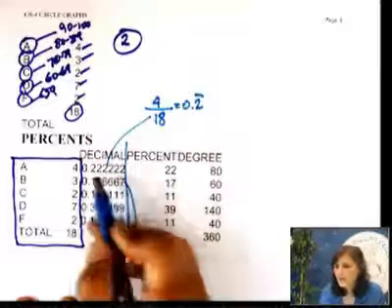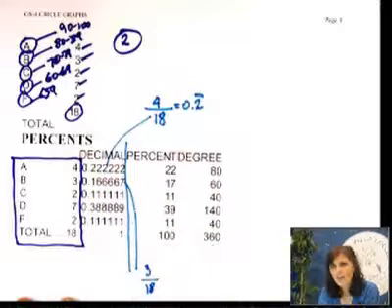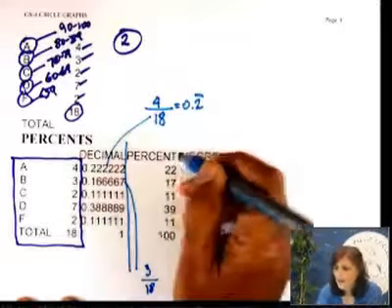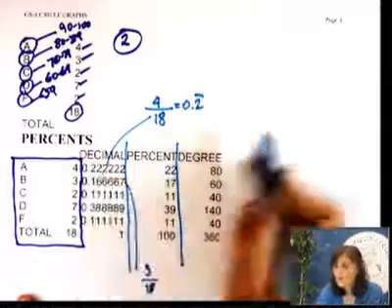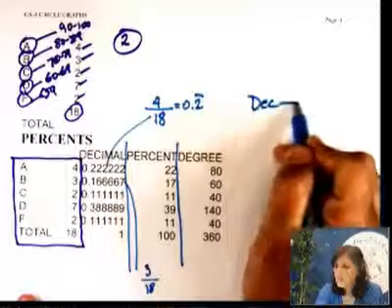Then I went, okay, well, this decimal is not very good. I don't like decimals all that much. I went and changed the decimals into percent. So how do I go from decimal to percent? Decimal to percent.